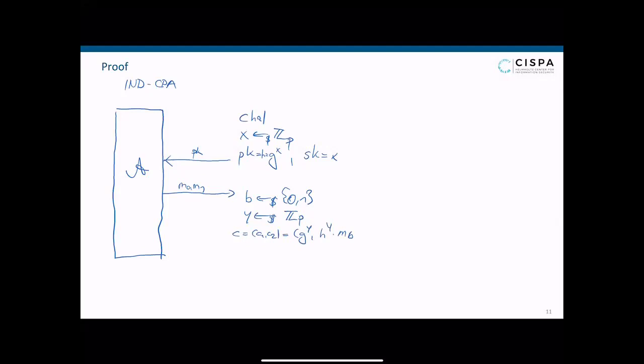I actually call it C star. Now we give this C star to the adversary, who answers with this bit B prime, and we say the adversary wins if B prime equals B.